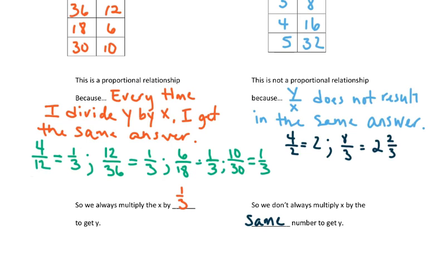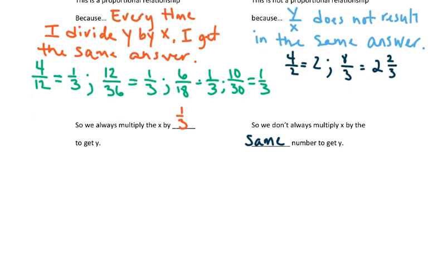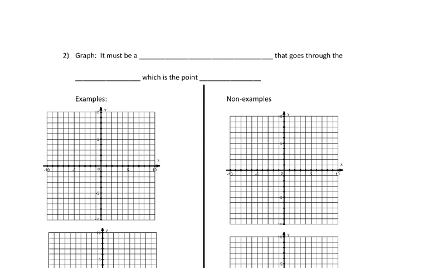All right, let's take a look at the next part, and that is looking at a graph. So we could also look at a graph to determine if we have a proportional relationship or not. With a graph, it must be a straight line that goes through the origin. And you should know what the origin is, but if you don't, this is a reminder. It is the point 0, 0.